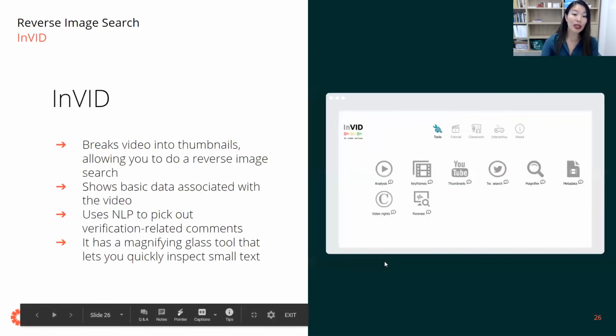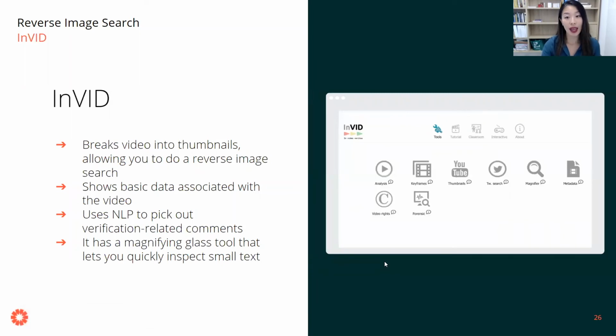When it comes to investigating a video, InVid is an amazing tool. It's again a free extension that you can download. And what it does is that it takes a video on social and breaks it into thumbnails, which makes it really easy to do a reverse image search because you've got the thumbnails, then you can just do a reverse image search and see if the video has been posted elsewhere on the web before.